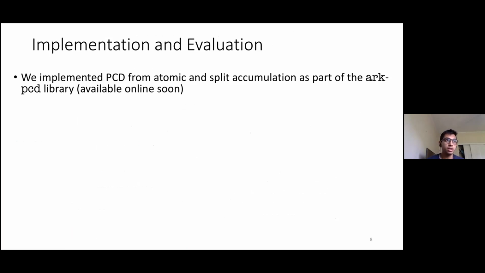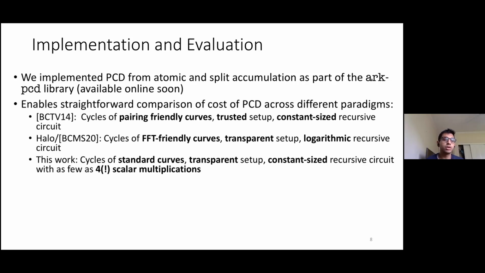This library already contained an implementation of the BCTV approach, which is recursion based on pairing-friendly SNARKs, like Groth16, right? And the nice thing about having all of these implemented in one library is that it allows us to compare the cost of PCD across all of these different paradigms so far. So these paradigms, namely BCTV, use cycles of pairing-friendly curves, which are rare. So you need trusted setup, but then you get a constant size recursive circuit, and at the end, constant size proofs, as well as succinct verification, right?